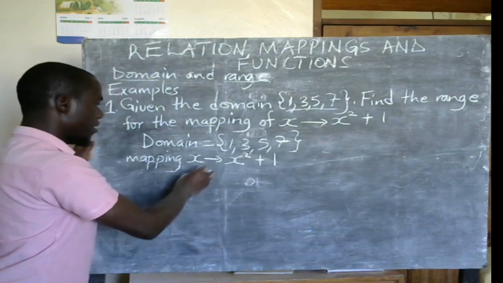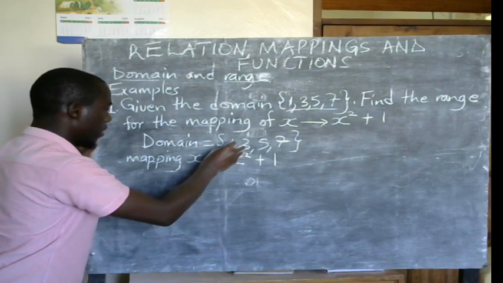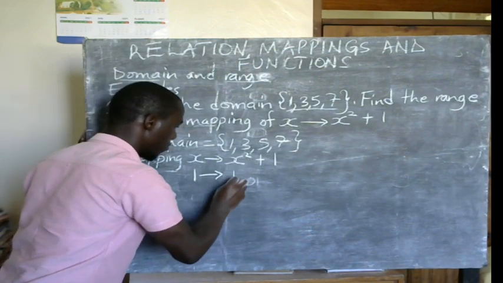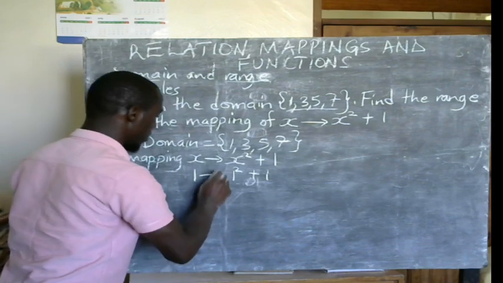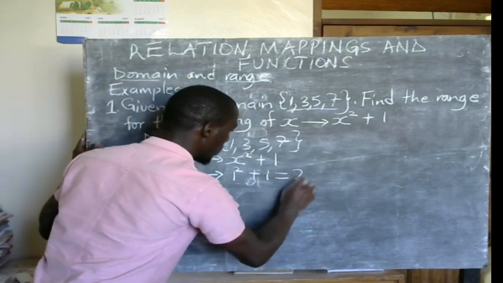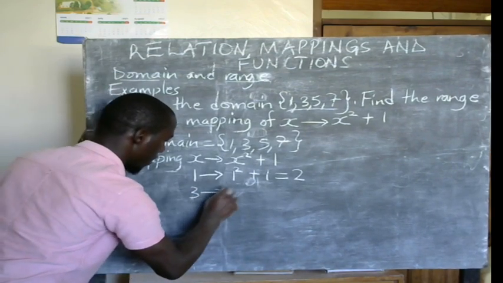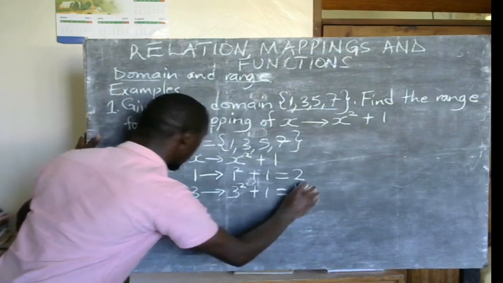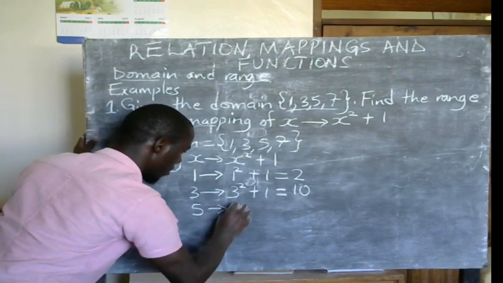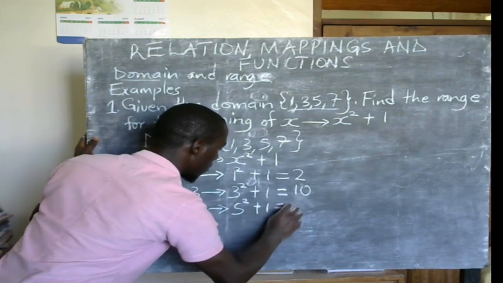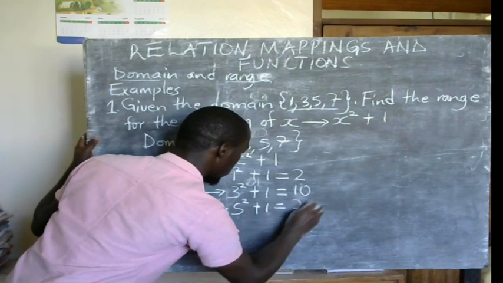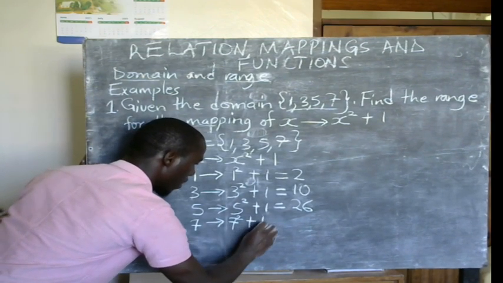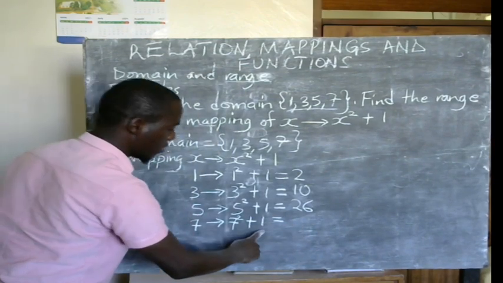So our domain is there, and then the mapping. Now I'm going to get the 1. Object 1, I put it in the mapping, that is 1 squared plus 1, which gives 2. Then I go to the next, which is 3. I feed it there, 3 squared plus 1. This gives me 9 plus 1, which is 10. Then 5, I substitute it there, 5 squared plus 1. So 5 squared is 25 plus 1, that's going to be 26. Then 7, I feed it there, 7 squared plus 1. 7 squared is 49 plus 1, which is 50.